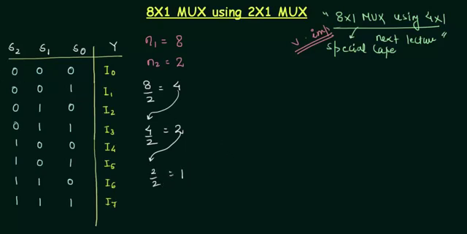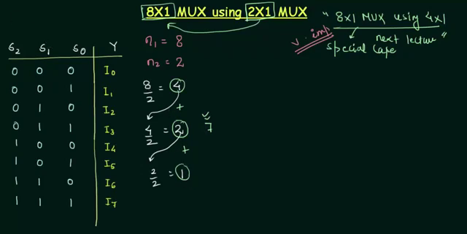Now stop. What we get from this result is the total number of 2x1 mux required to implement 8x1 mux, and it will be the summation of these results, that is 4 plus 2 is 6, 6 plus 1 is 7. So a total of 7 2x1 mux is required to implement one 8x1 mux. And it also tells us about the sequence. We will first implement the 4 2x1 mux, then 2 2x1 mux, and then 1 2x1 mux.